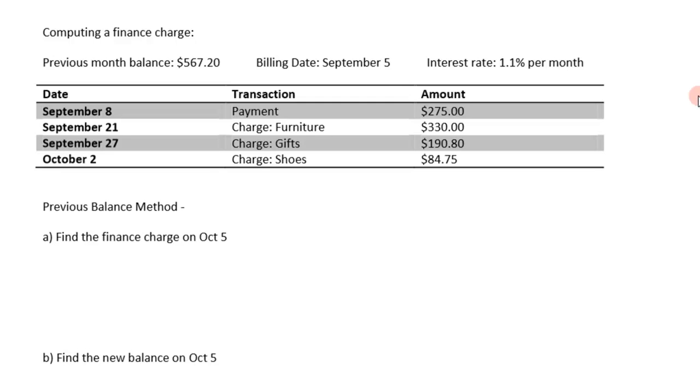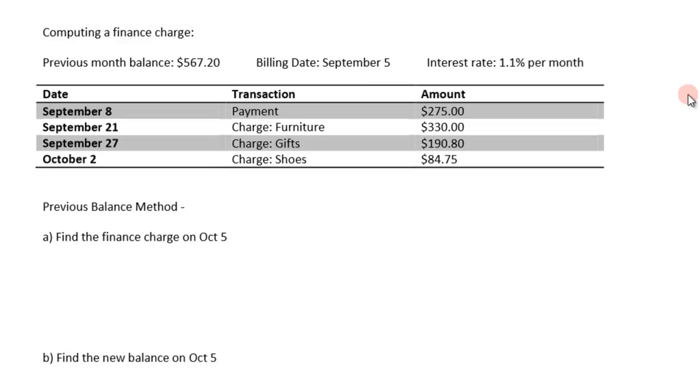In this video, let's look at a couple of examples on how to compute a finance charge from a credit card. And we're actually going to talk about two different methods. One's called the previous balance method, or some books call it the unpaid balance method. And the other method is called the average daily balance method.